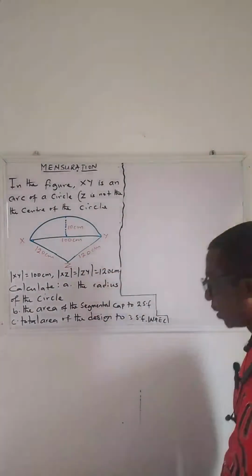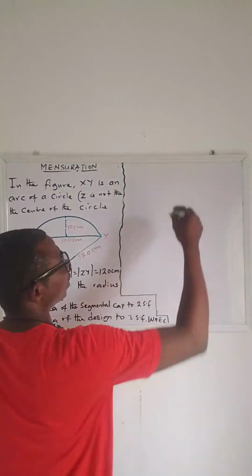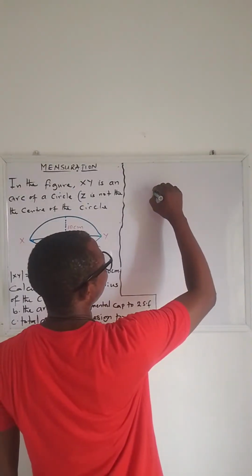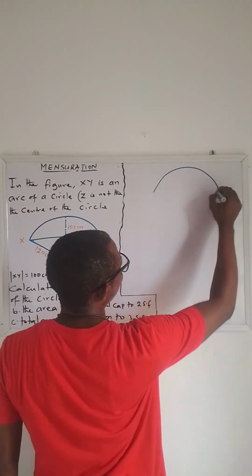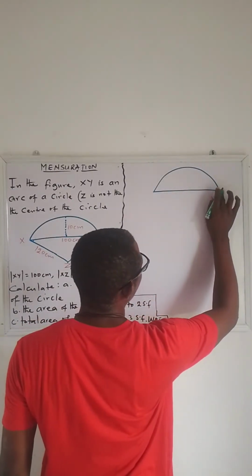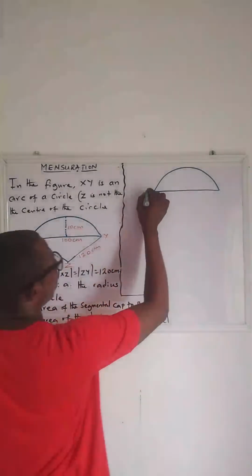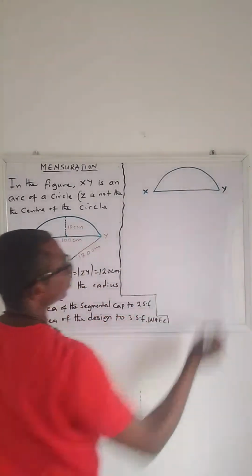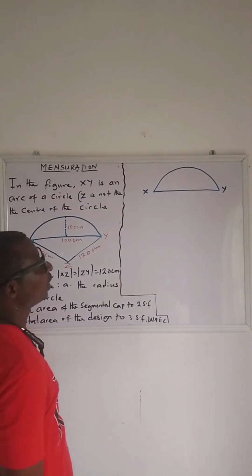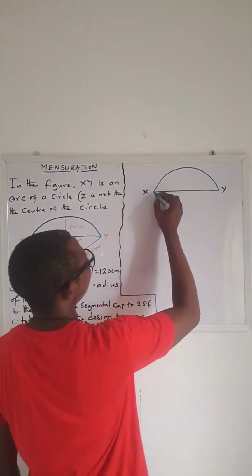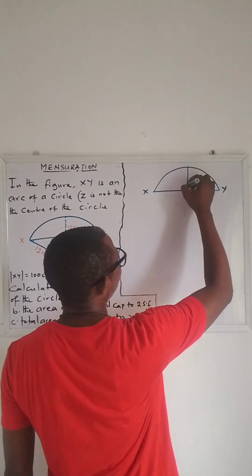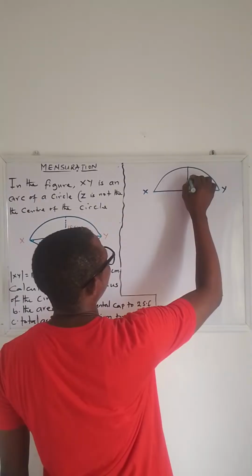Okay, so now let me draw the diagram again. It's like this. So we have a chord. This is a chord, that's called XY. Can you see that now? All right. So now, don't forget, I have a line here, which is 10 centimeter.